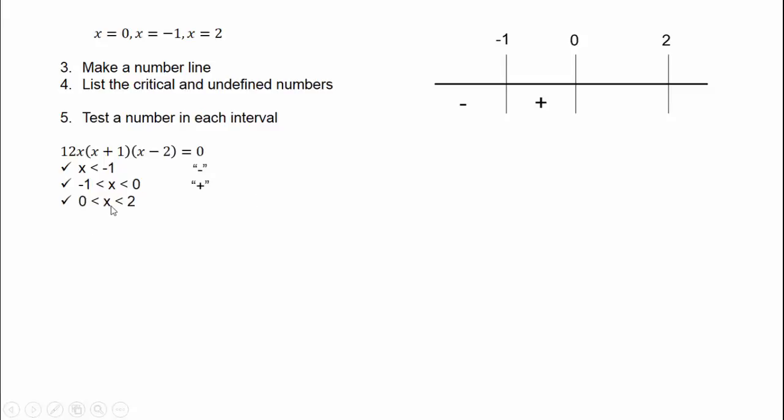Test a number between 0 and 2. I chose 1. That's positive. That's positive. That's still negative. So a positive times a negative results in overall a negative. And then our last interval is 2 to infinity. I chose the number 3. That's positive, that's positive, that's positive. And so that interval overall is positive.